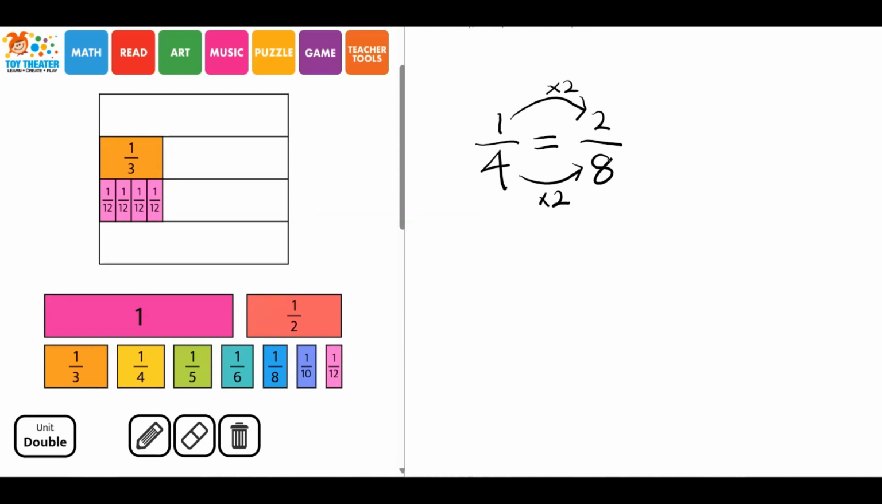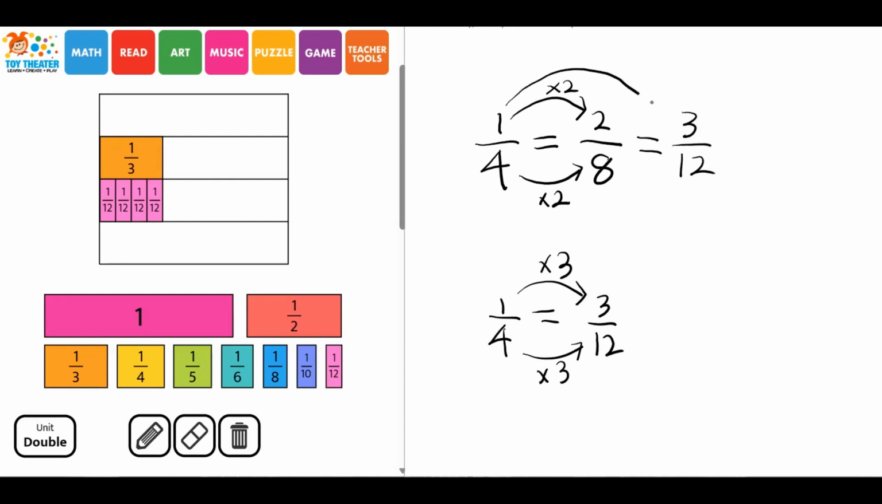How do I get the second equivalent fraction? I can either write it at the bottom, like this. My next one will be to multiply by 3. I can either write it like this, or I can write it as part of the same equation, and then I'll write it like this.